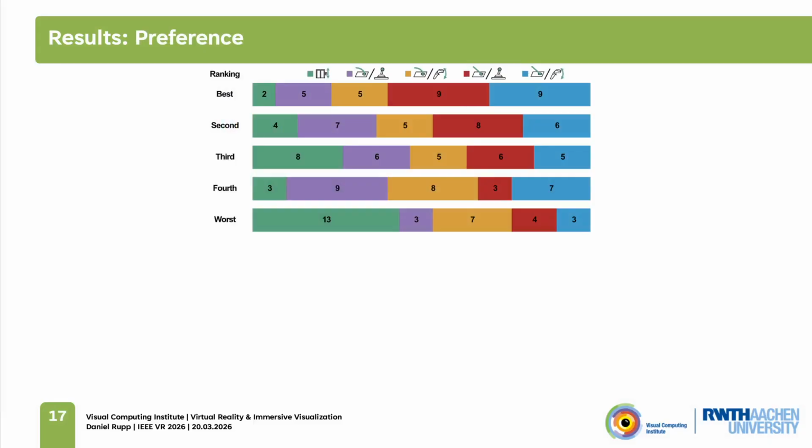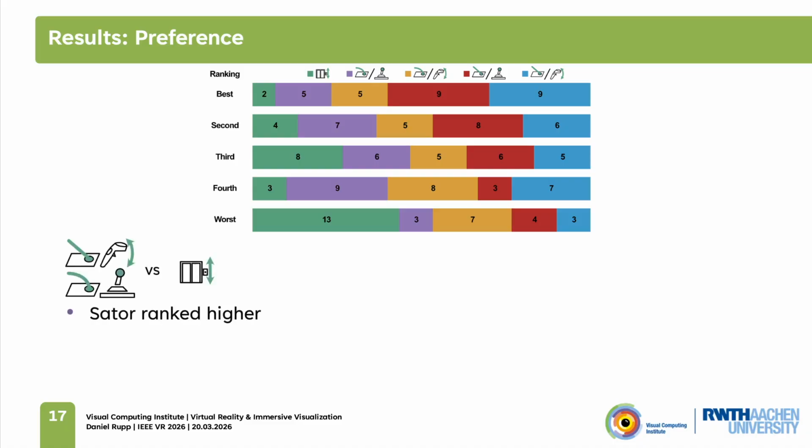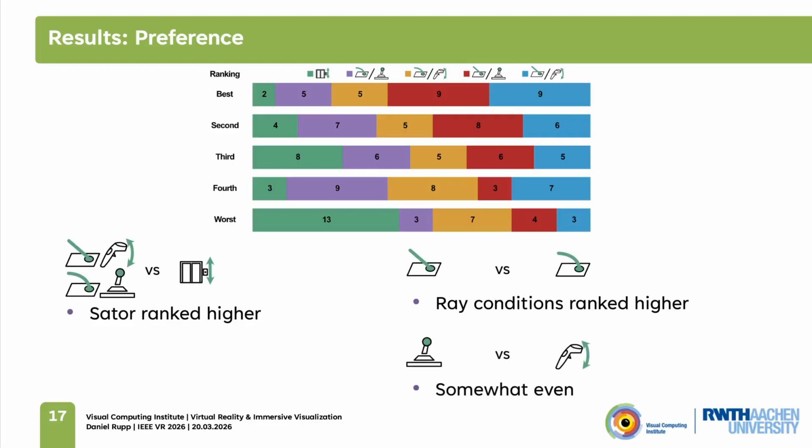In terms of user preference, elevator was only twice voted as best technique, while most rated it as worst. Regarding the SATOR variants, we can see a clearer trend towards the straight ray as ground tool, while the preference for the distance control is somewhat even, with straight ray joystick and straight ray tilt conditions being named as best techniques an equal amount of times. However, joystick has slightly more second and third ranks than tilt.